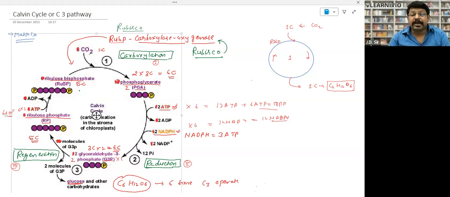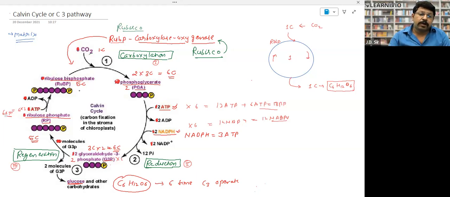This reaction will be catalyzed by an enzyme called Rubisco. What is the full form of Rubisco? Rubisco is known as RUBP carboxylase oxygenase. Try to understand me: Rubisco is the most abundant protein present on the earth, and Rubisco is the most abundant enzyme present on the earth. So in the presence of Rubisco, this reaction is catalyzed.